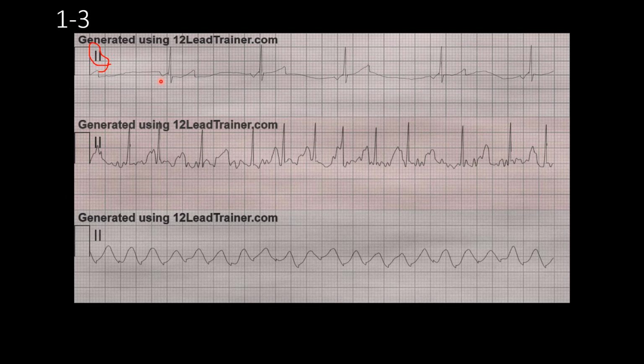And because it's originating in the junction, the electrical impulse is simultaneously spreading the other way and going down through the ventricles. So because of that, it causes the short PRI.